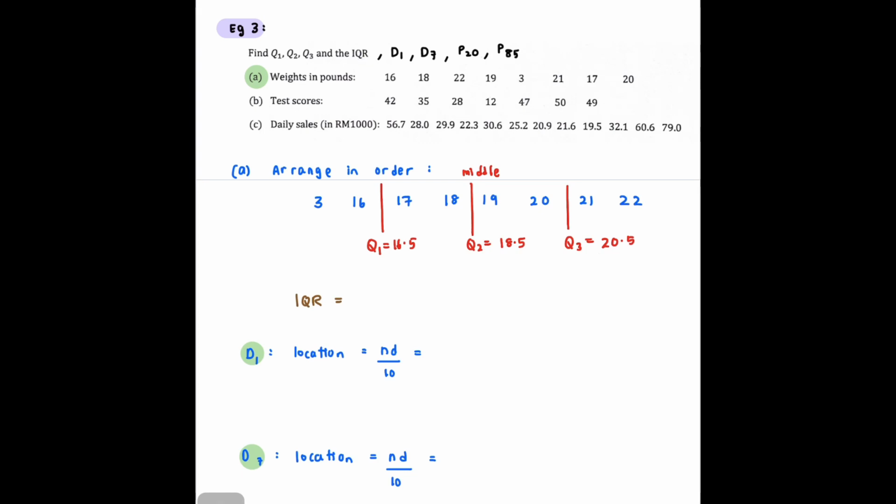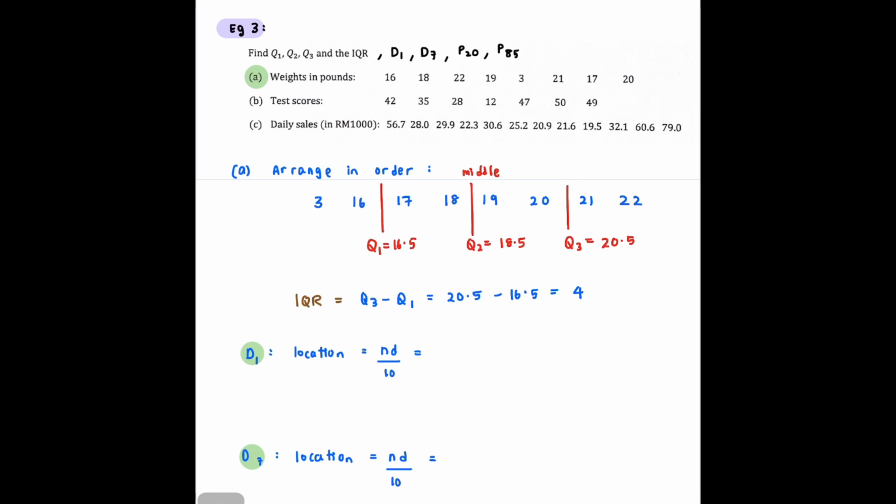So how can you find the IQR? Q3 minus Q1. So your Q3 is 20.5 minus Q1 is 16.5. So your IQR value will be 4. Okay, so settle quartile. Then we go for the decile.